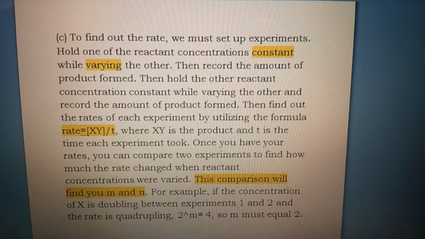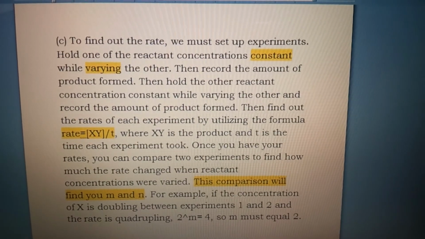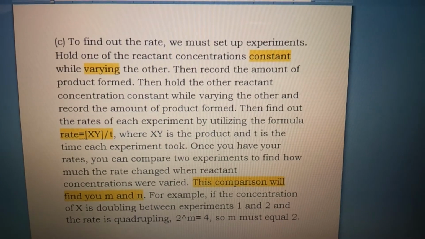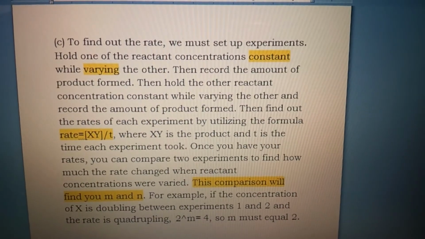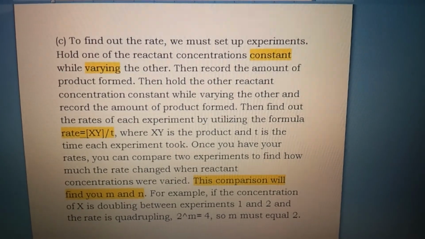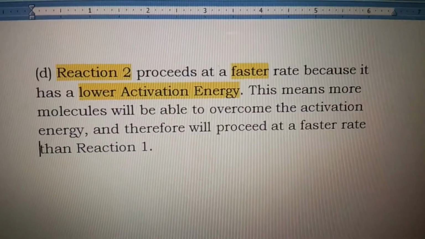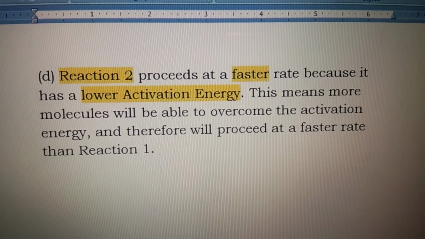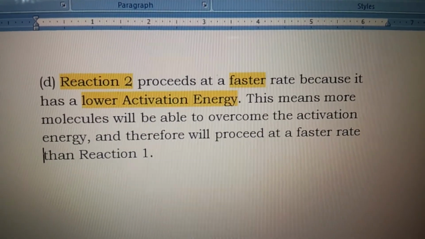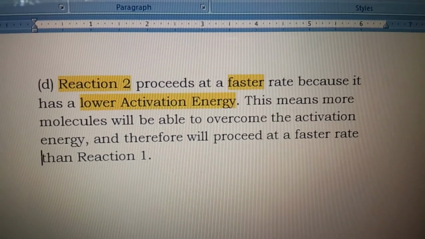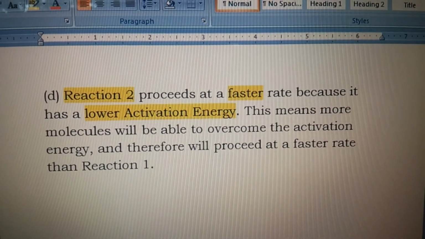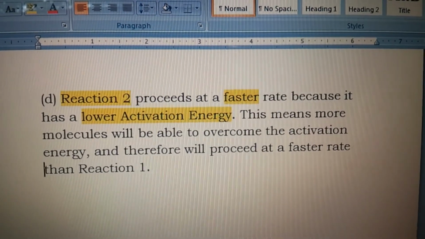Once you have your rates, you can compare two experiments to find out how much the rate changed when reactant concentrations were varied. This comparison will find you m and n. For example, if the concentration of x is doubling between experiments 1 and 2, and the rate is quadrupling, 2 to the m equals 4, so m must equal 2. For part D, reaction 2 proceeds at a faster rate because it has a lower activation energy. This means more molecules will be able to overcome the activation energy and therefore will proceed at a faster rate than reaction 1. This completes question 9 of the 1995 College Board AP Free Response section. Thank you for listening.